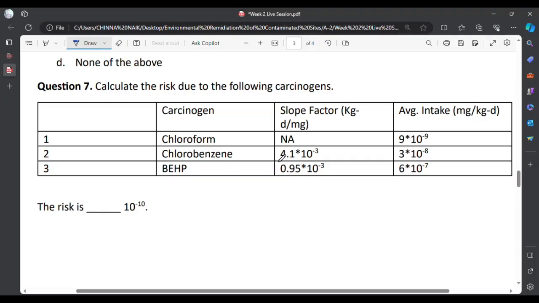Okay. Please solve the question. It is simple only. Simple formula. Just substitute all the data given in the question itself into the formula. The risk for carcinogens.